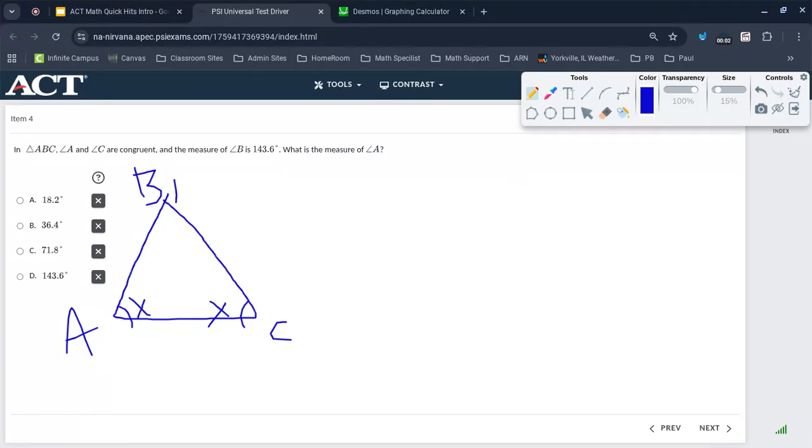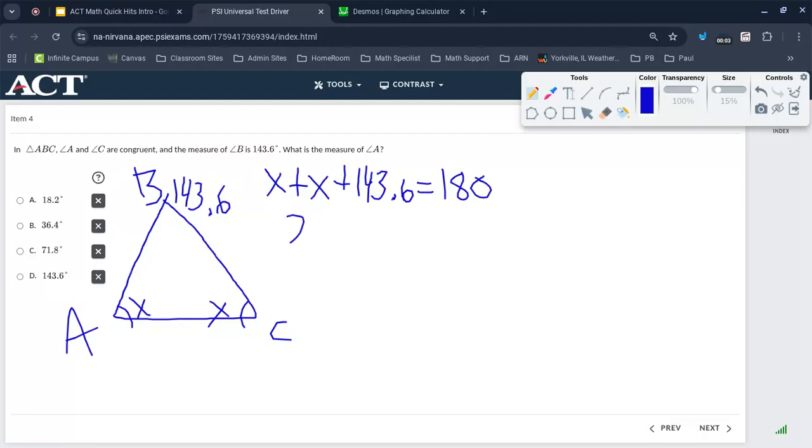It does tell us that angle B is 143.6. So the way we're going to be able to calculate this problem is we understand that all angles of a triangle add up to 180 degrees. So if I take angle A, which is represented by x, and add it to angle C, which is also represented by x because they're congruent, they're the same, and add that to that terrible decimal, 143.6, those three values need to total up to 180 degrees. So now I just have a linear equation to solve.